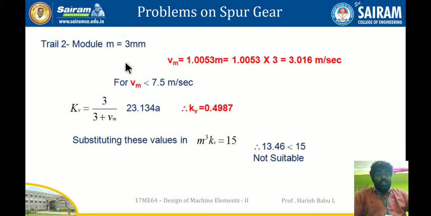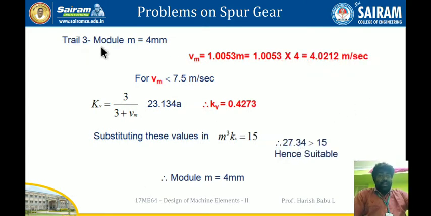So I'll go for trial 2 by taking the module as 3. Again I substitute the value of m, and I get 3.016 meter per second, which is again less than 7.5 meter per second. So kV equals 3 by 3 plus Vm, and I get kV as 0.4987. Substituting m equals 3 and kV equals 0.4987, I get 13.46. Again it is not suitable.